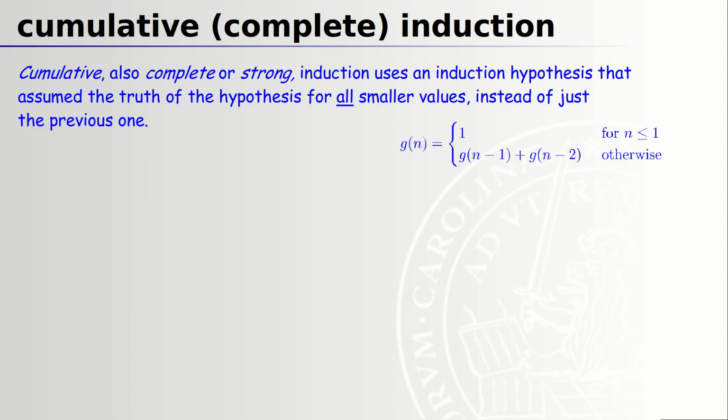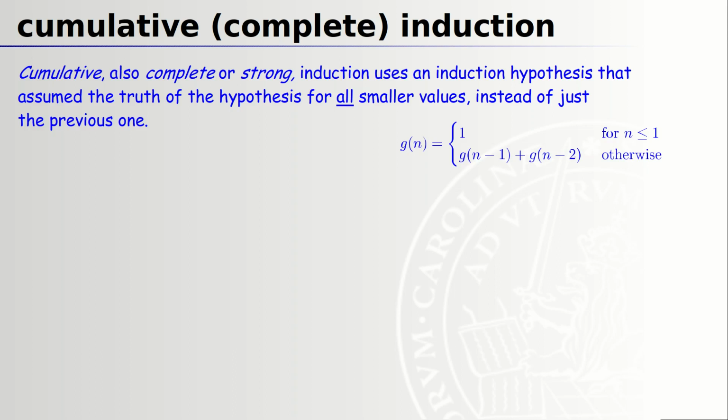Cumulative induction is another kind of induction proof that represents a slight generalization of simple induction. The generalization is in the induction hypothesis during the induction step. In simple induction, we assume the truth of the proposition only for the directly preceding value, whereas in cumulative induction, we assume it to be true for all smaller values.